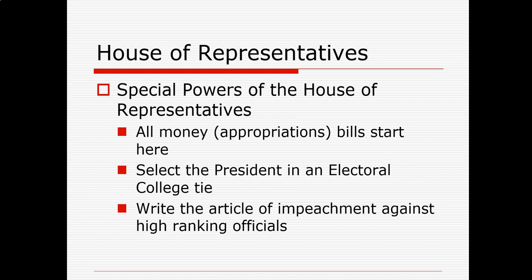Now, the House of Representatives also can select a president in an electoral college tie. This means that if both candidates are tied at the end of a national election, it is the House of Representatives that decides who becomes the United States president. This is interesting because if the ruling party is the Republican party, this means that most likely they will elect the Republican candidate and forget about the Democrat candidate. So they have a lot of power in this case, the House of Representatives.